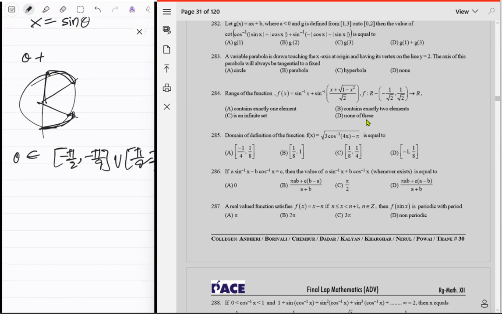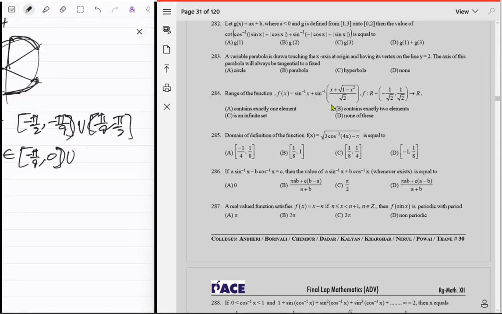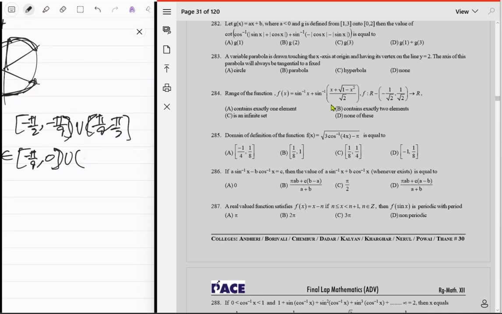What will this be? This is basically sine of theta plus pi upon 4. Theta plus pi upon 4 belongs to negative pi upon 4 to 0, union, actually I want this not inclusive. Basically, we have theta plus sine inverse of sine of theta plus pi upon 4. It's kind of a weird thing going on. This is like pi upon 2 to 3 pi upon 4.